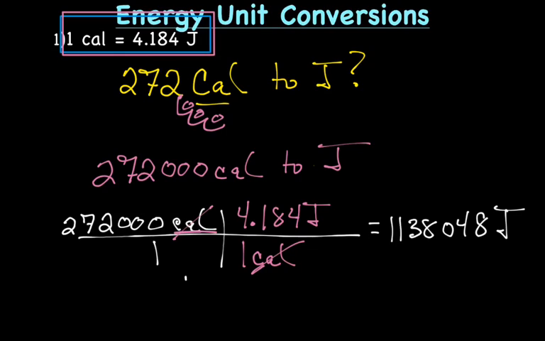And while the question didn't ask us to do this, we could turn this into kilojoules. So let's just do that for practice. So going from joules, which would be the base because there's no prefix, to kilojoules, we're going to be moving the decimal 1, 2, 3. So final answer would be 1138.048 kJ. All right, so that's really all there is to energy unit conversions. And so let's move onward.